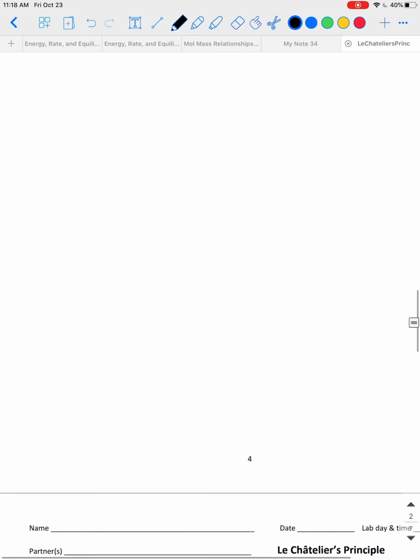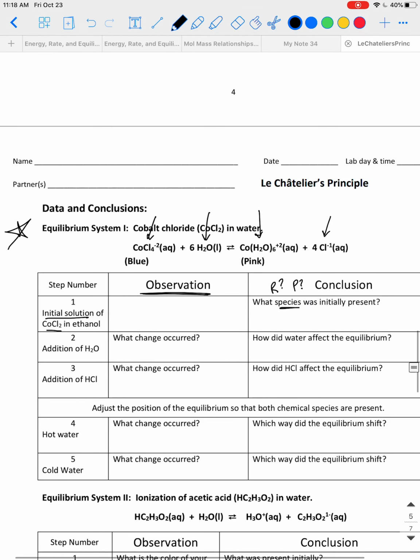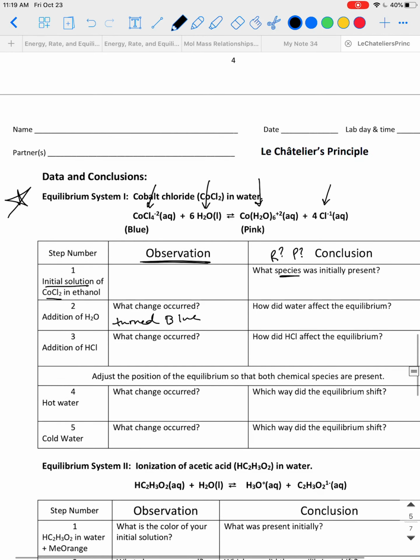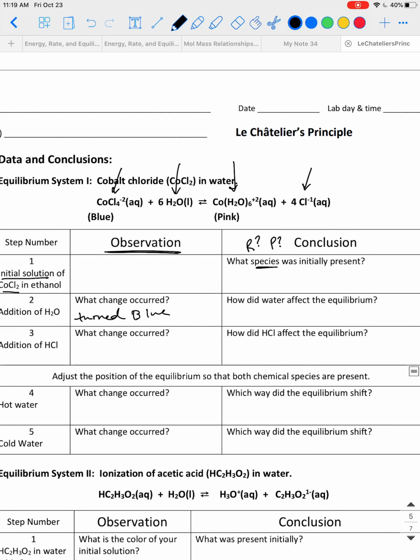Now when you go to your data sheet, after you add water and make your observation, come down here and you're going to write what change occurred, okay? You'll write the color change. So if it turned blue, you'll write turned blue. If it turned pink, you'll write turned pink. How did water affect the equilibrium? Over here on this side, that's going to be the question for most of this conclusions column: which way did equilibrium shift?